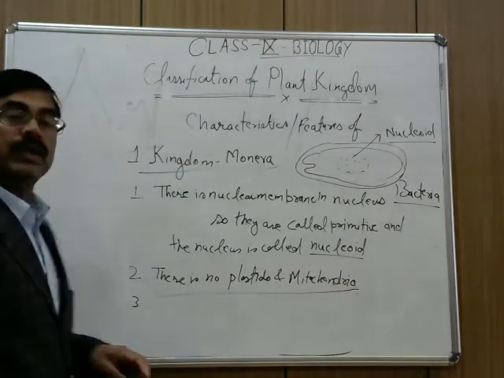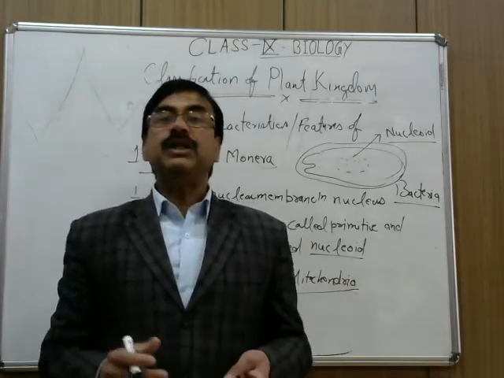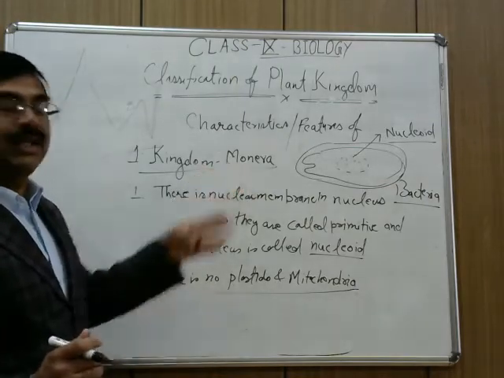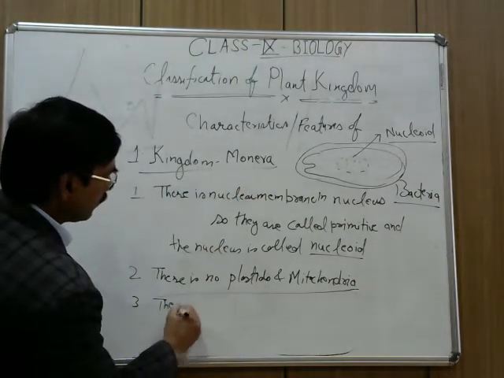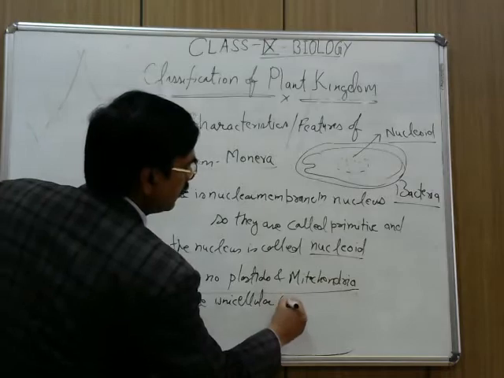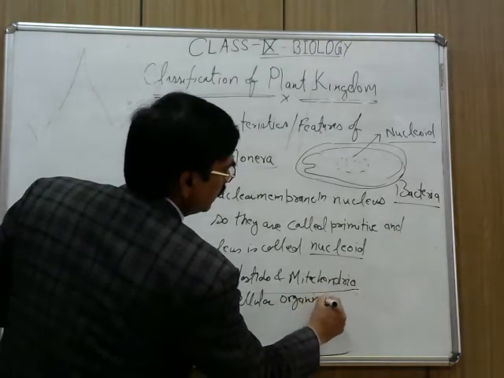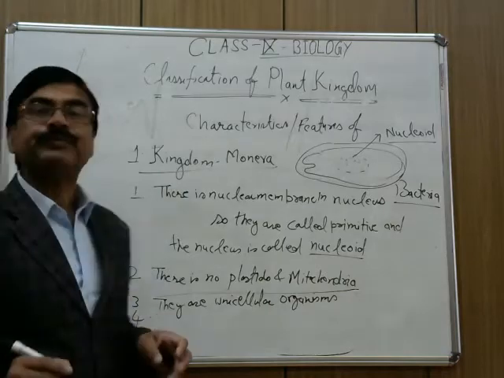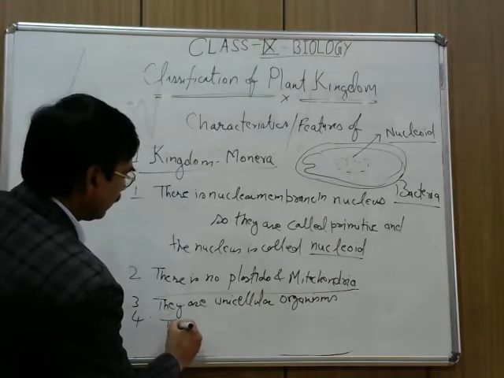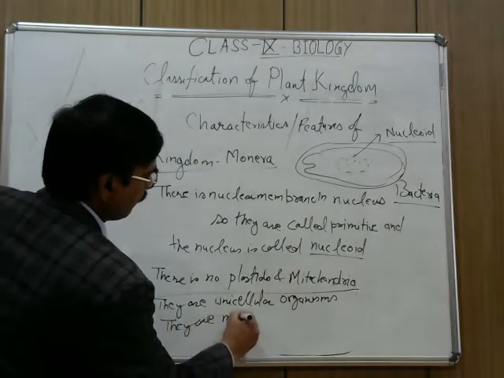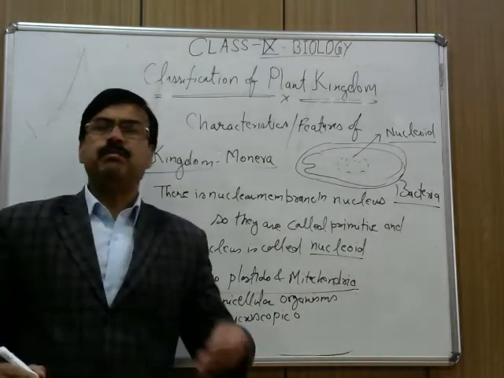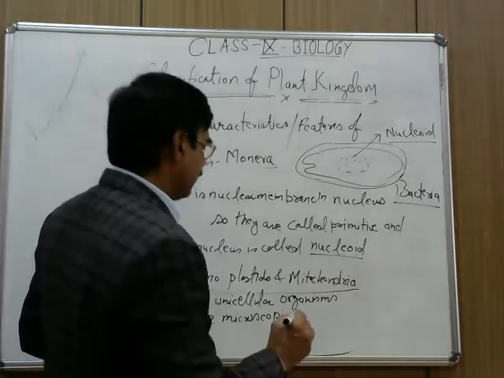Number 3, they are unicellular organisms, because I already told you Monas means single. Number 4, they are microscopic. They are below 1 micron. They are microscopic.